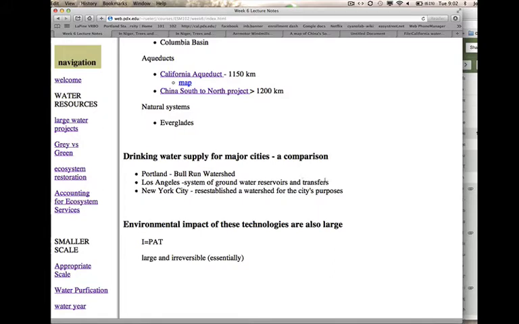And New York City reestablished a whole watershed just north of the city, west of the city, to provide water for their city's purposes. And they did that by reducing pollution in that watershed from dairies and other sources, and then reestablishing forests. And so they have this enormous watershed that supplies clean water through sort of natural processes, sort of like Bull Run.